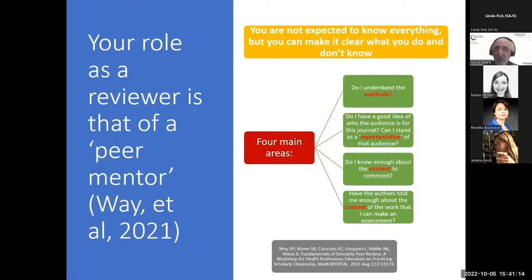This is more a question that you ask about the way in which the submission has been written. Have the authors told me enough about the context of the work so that I can make an assessment? I'm quite aware that I often review work from other African countries, and the context isn't explained enough for me to make a proper assessment of what is going on.